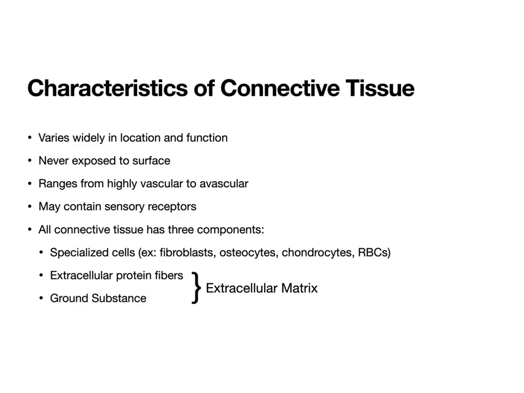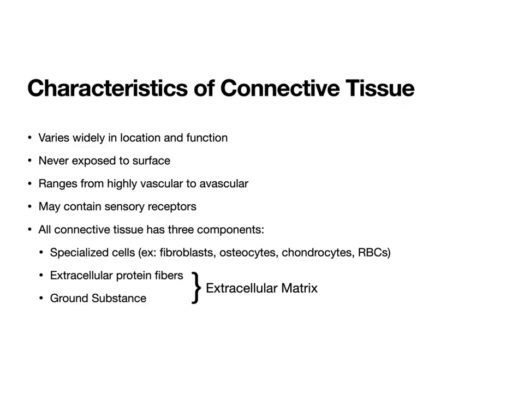All connective tissues have 3 components. They have specialized cells, for example, like fibroblasts, osteocytes, chondrocytes, red blood cells. So depending on which type of connective tissue it is, those different things, for example, osteocytes are bone cells. The chondrocytes are cartilage cells. Red blood cells obviously are in our blood. So the extracellular protein fibers and the ground substance are what make up our extracellular matrix.